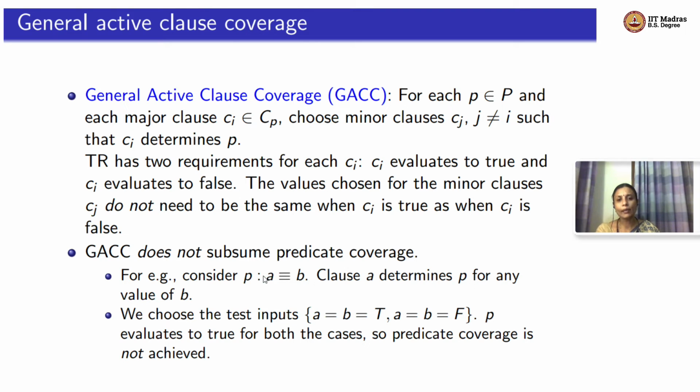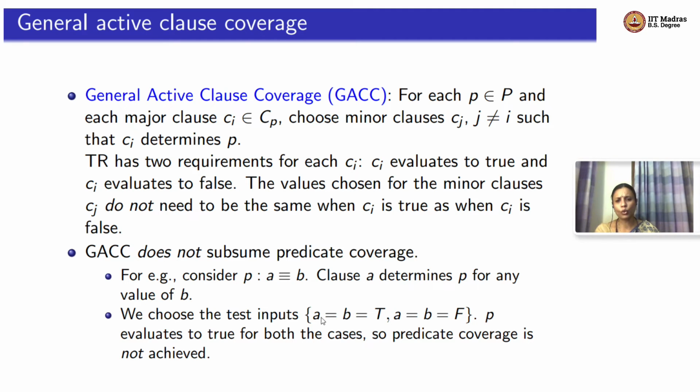For example, suppose you consider a predicate that looks like this: A if and only if B. It's a valid logical predicate. It may or may not appear as a label for an if statement or any other decision statement, but it's a valid logical predicate. For this particular predicate, clause A will determine the predicate P, that is, will make it true or false for any value of B, because they are equivalent.